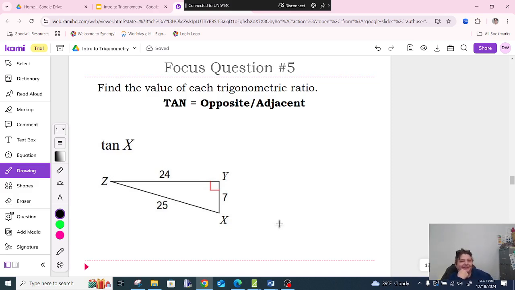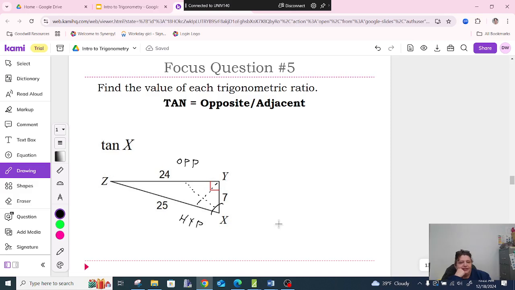Okay, so, everybody was able to do that, I hope? So, here's X, honey, you're in the way of people. Okay, here's X, so, you're gonna have to go opposite, right? And then where's the hypotenuse?